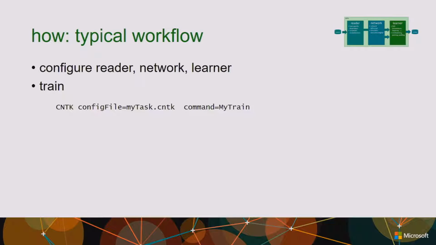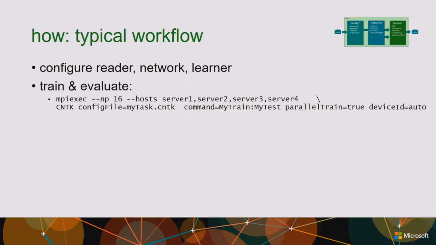So what does a typical workflow look like? First, you write your configuration, create your data, and then you call CNTK. You can combine training and evaluation by invoking multiple blocks. And now probably you want to parallelize. How do you parallelize? It's actually very simple, just MPI exec. Then you define on MPI exec which machines you want to use, and for CNTK, you just have to tell it parallel train equals true.